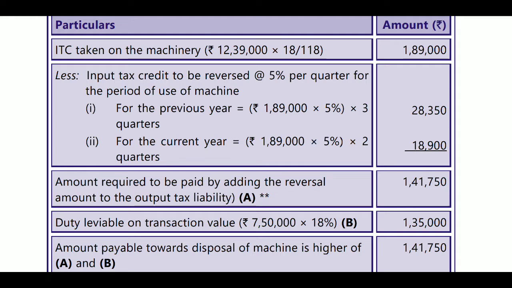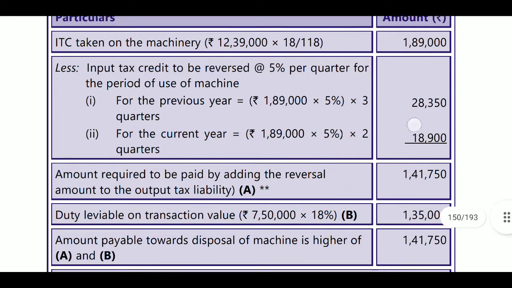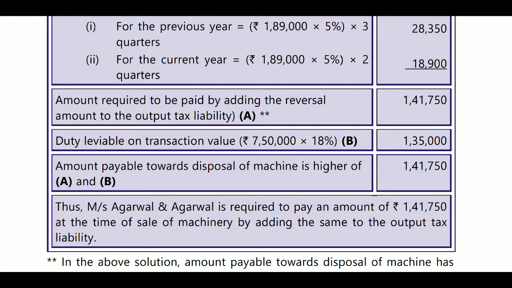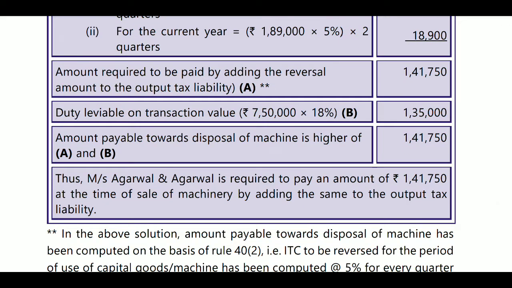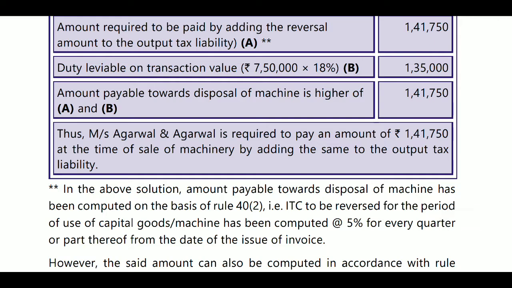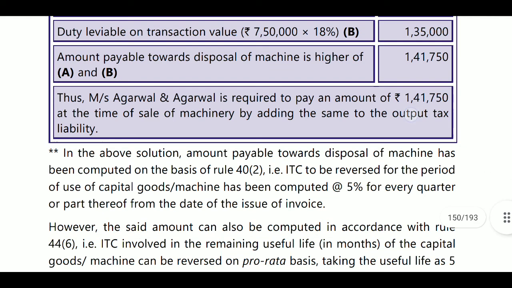The amount required to be paid by adding the reversal amount to the output tax liability. So in the month in which you are paying, this amount will be added to the output tax liability. Next, or duty leviable on transaction value 750 into 18%, whichever is higher, 1,41,750 will be liable to be paid. The amount payable towards disposal of machinery is the higher of the above. Thus Mr. Agrawal is required to pay an amount of 1,41,750 at the time of sale of the machine. When he is selling the machine, he must pay 1,41,750 as the liability.